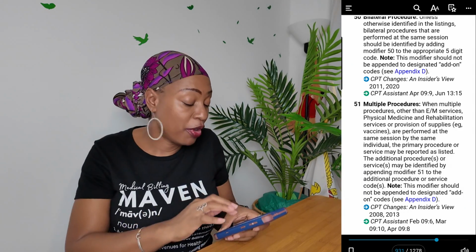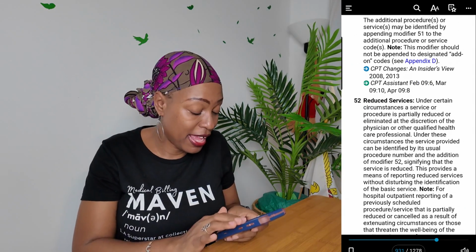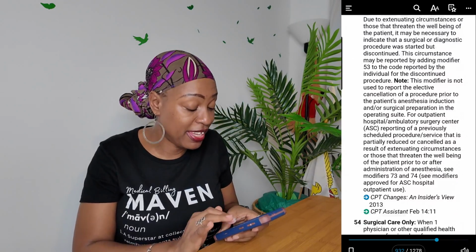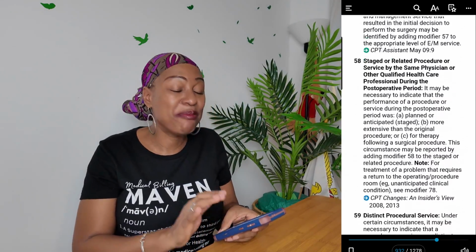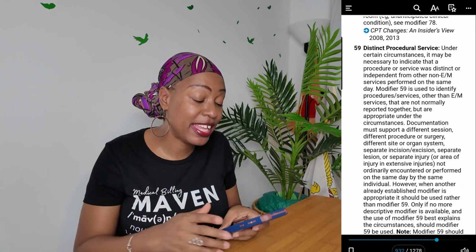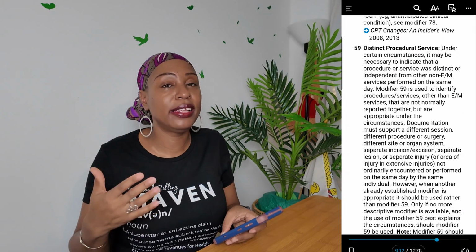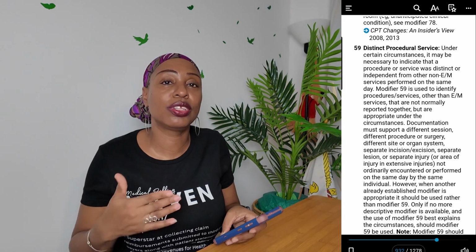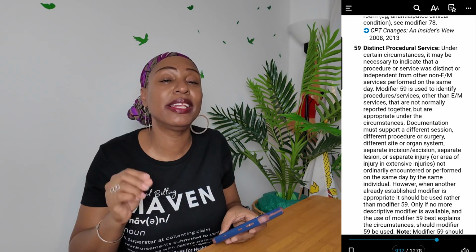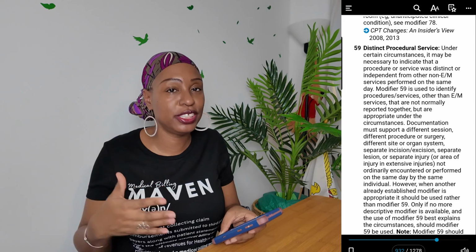Then one that is very, very common is modifier 59. Modifier 59 is distinct procedural service. Now this is a modifier a lot like 25 that gets used just to get paid, and it might not actually be a distinct procedure.